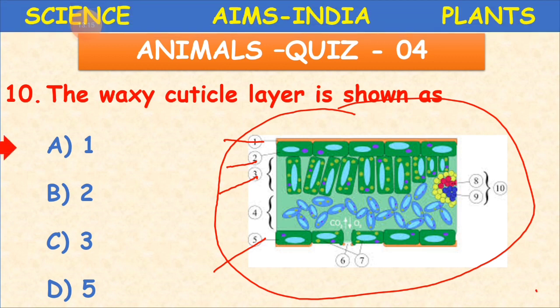So we'll go to the answer A, this one. The outer layer. Suppose this is the leaf, this outer layer is the cuticle layer. The waxy cover, that is the cuticle layer. Understood, children? Okay, clear?